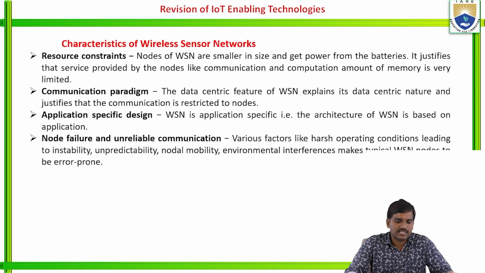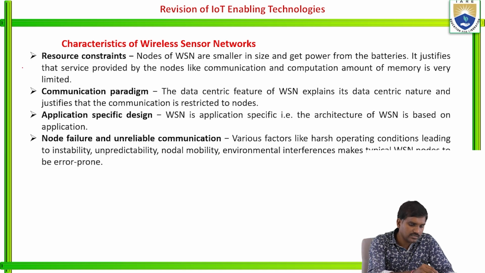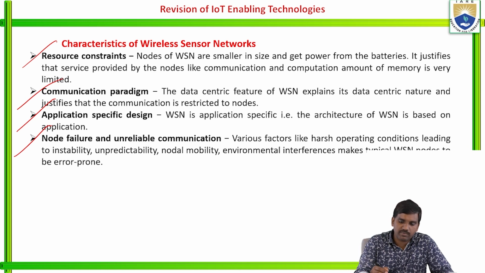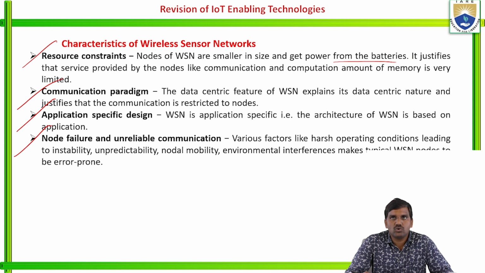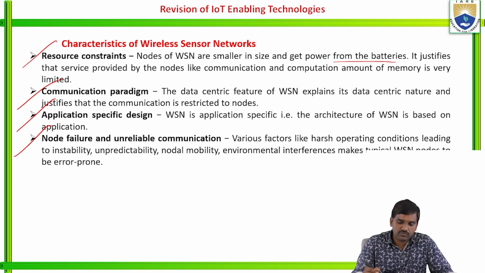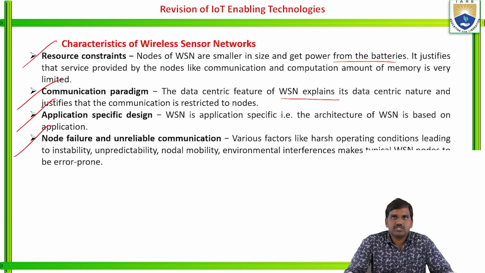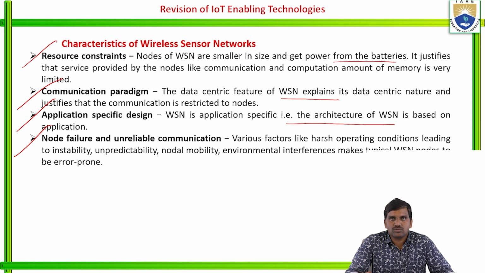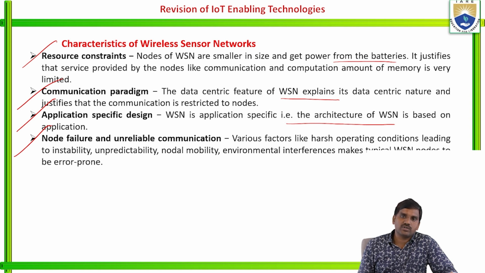What are the characteristics of a wireless sensor network? Resource constraints, communication paradigm, application specific design, and node failure with unreliable communication. Under resource constraints, we get the power from batteries. It adjusts the service provided by the nodes, like communication, and the memory is very limited. In the communication paradigm, the data centric feature of wireless sensor network explains its data centric nature and justifies that communication is restricted to nodes. WSN is application specific, that is, the architecture of the wireless sensor network is based on the application. For node failure and reliable information, if any one of the nodes fails, the entire system may collapse. So these are the characteristics of wireless sensor network under the revision of the IoT enabling technologies.